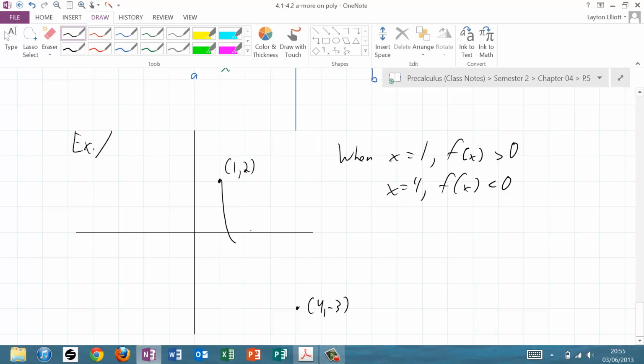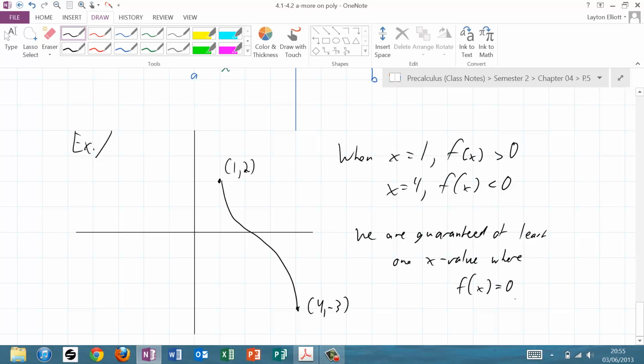I could have a graph that goes like this. But we are guaranteed at least one x value where f of x is equal to 0.